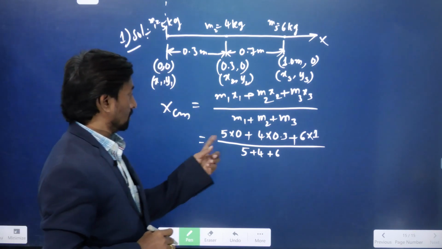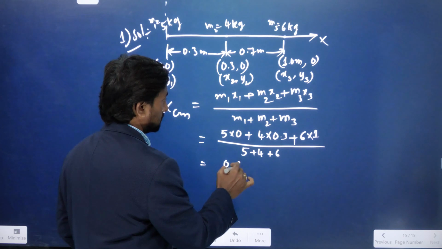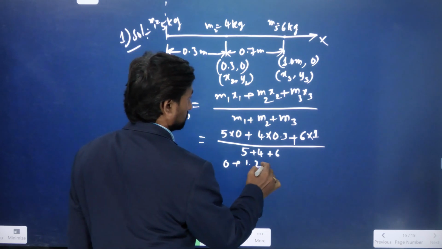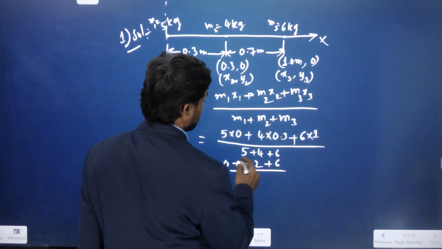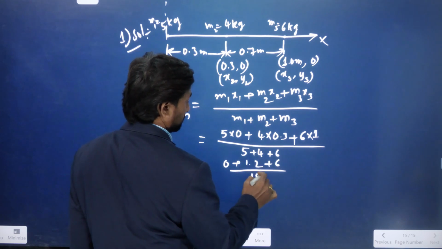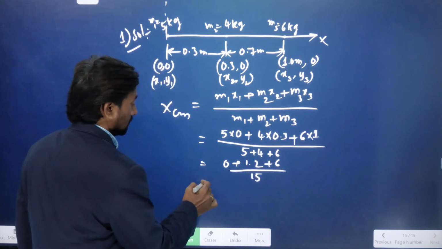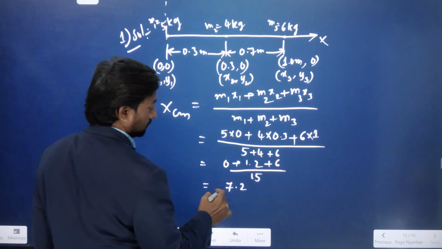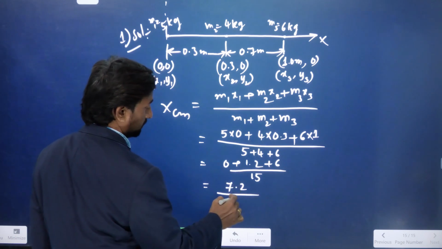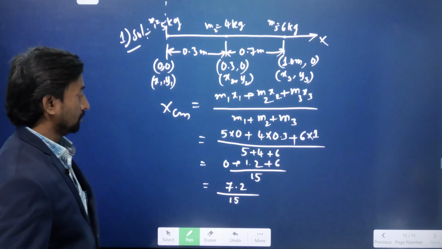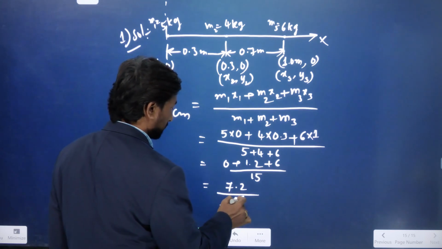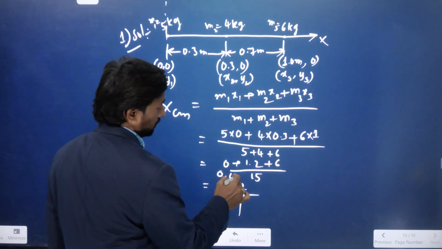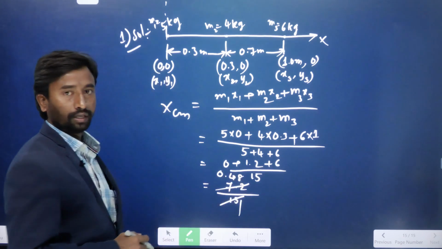Simplify it. So it will be 5 into 0, 0, plus 4 into 0.3, 1.2, plus 6, divided by 15. That is equal to 7.2 divided by 15. We have to do the simplification. So 15 ones are 15, and so 0.48 will come there.